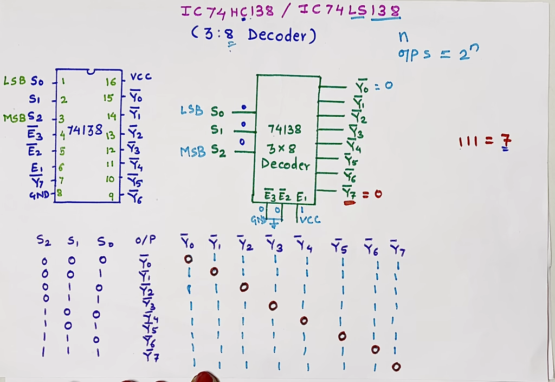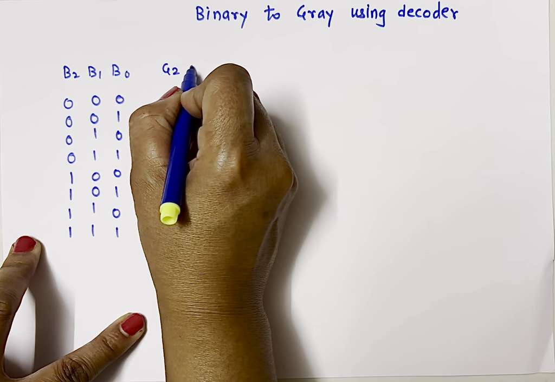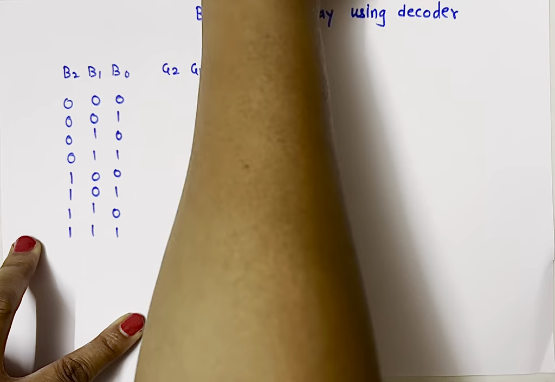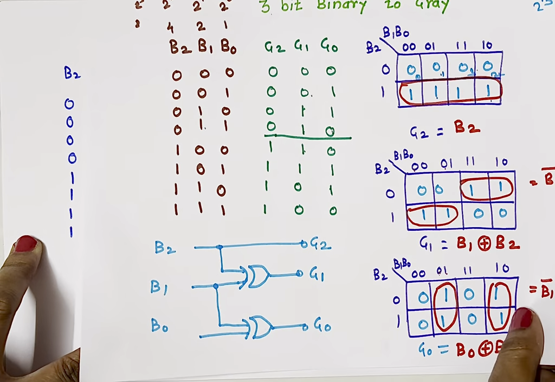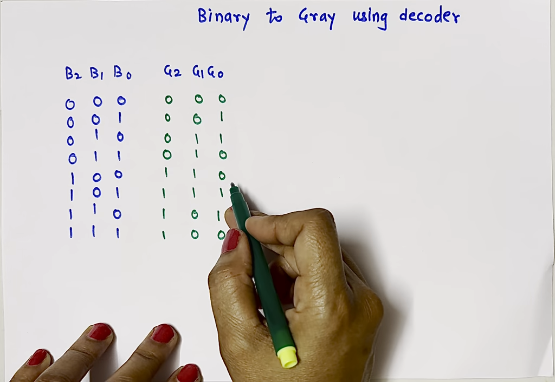Now let's see how to implement binary to gray code. This is my 3-bit binary code. Now let's write the gray equivalent of it. So you have this table. I'll write it again. So this is my gray code.